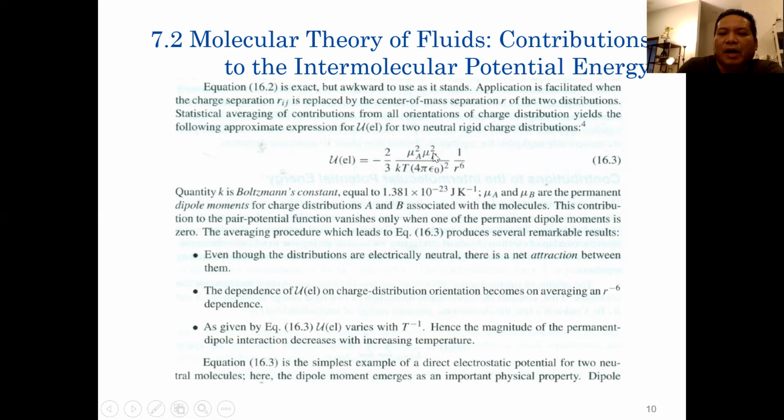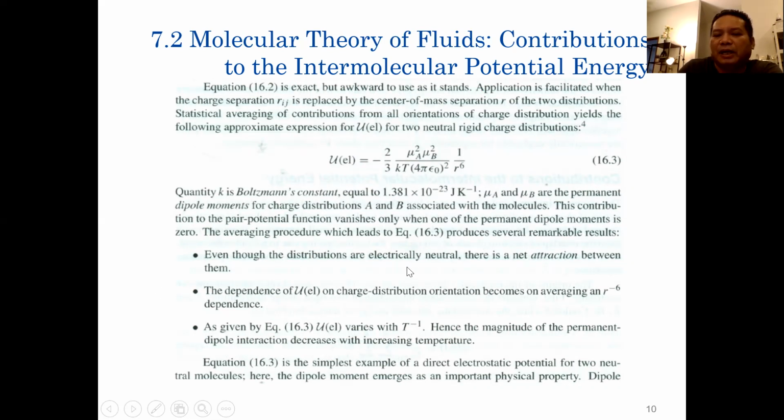The electrostatic potential can also be calculated using this equation here, which has a -2 over kT. It is a function of k, the Boltzmann constant equal to this value, and the inverse of the temperature. So what does it mean? As the temperature increases, what happens? This value will decrease. So it produces several results.